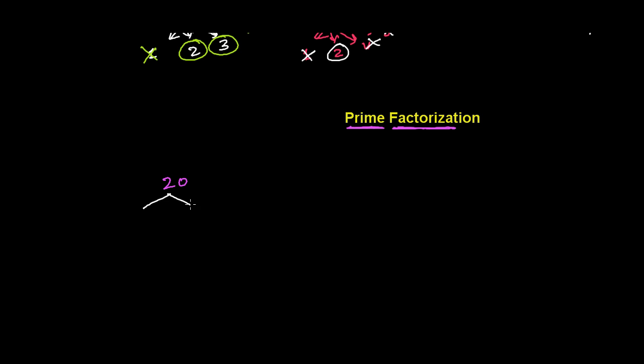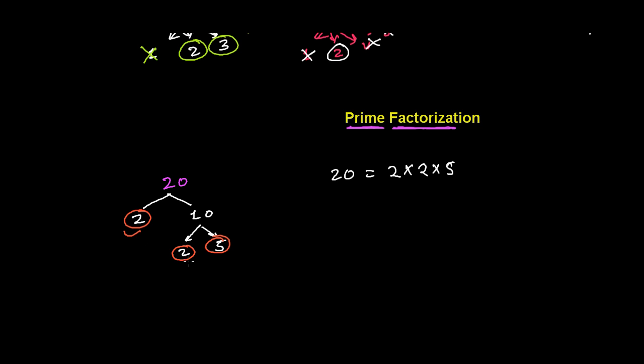So what I can write is that 20 is 2 times 10, right? And again 10 I can write as 2 times 5. Now see here, 20 is actually 2 times 10, but 10 is a composite number, so that's why I represent that 10 in the form of prime numbers, that is 2 times 5.